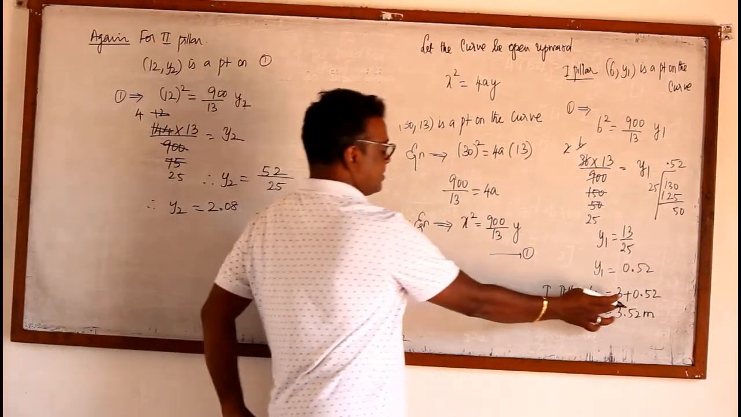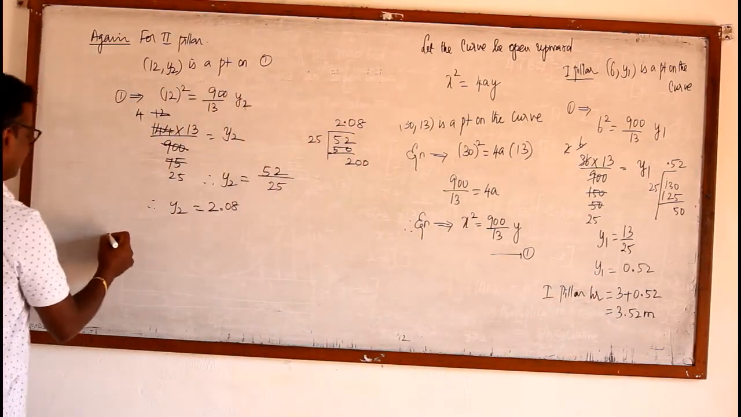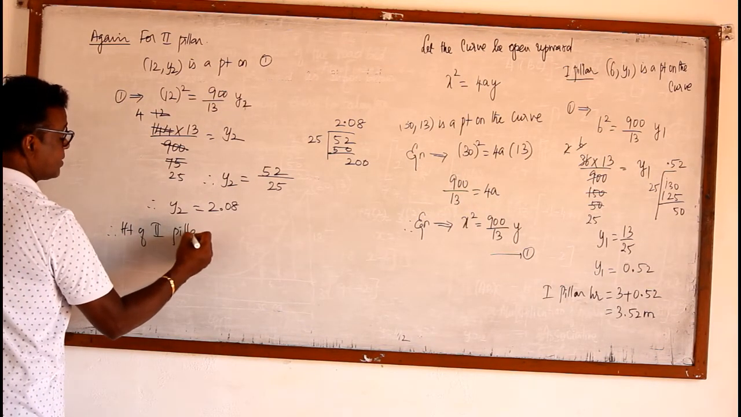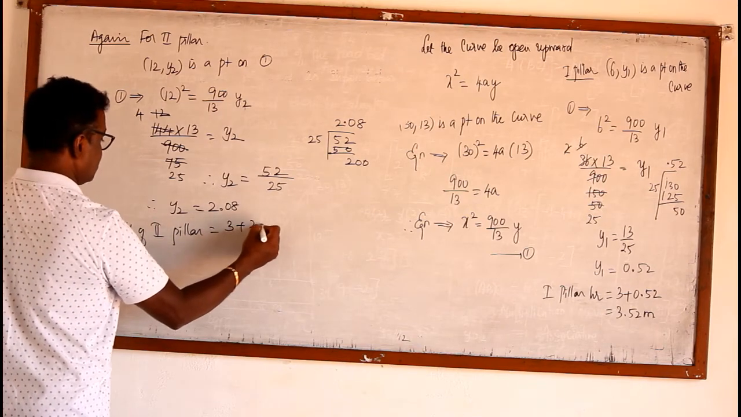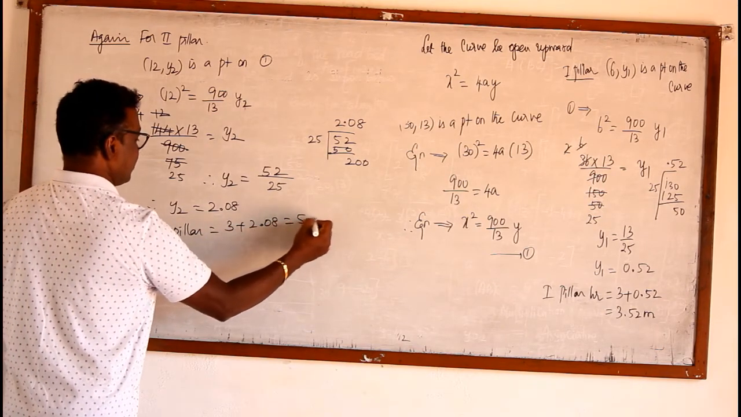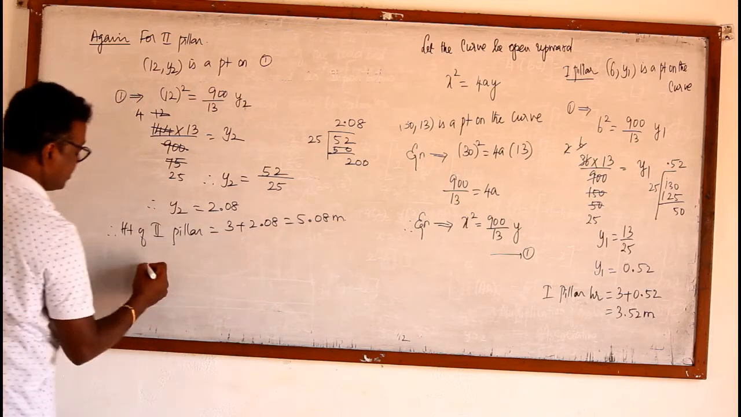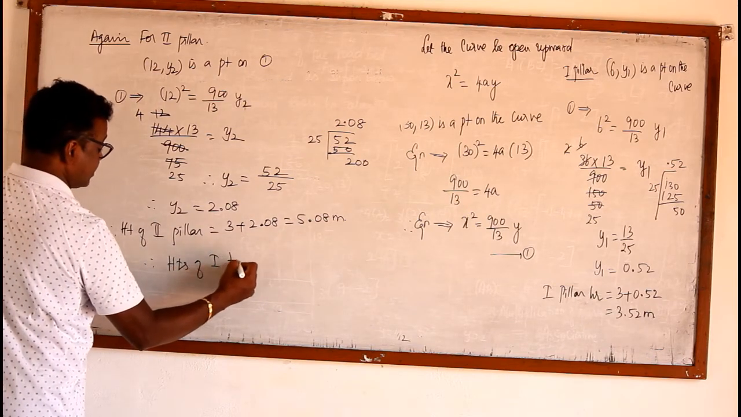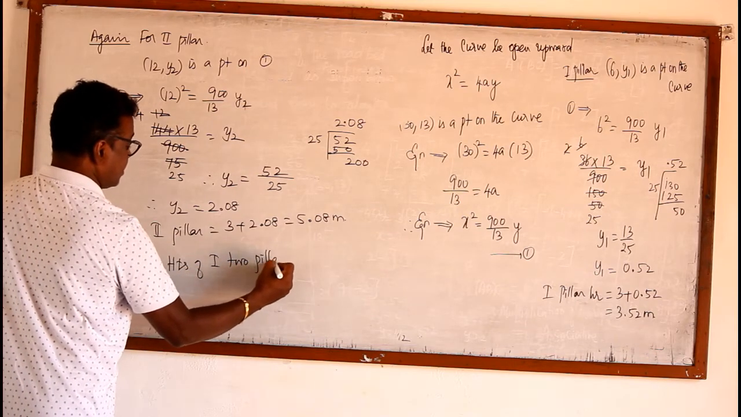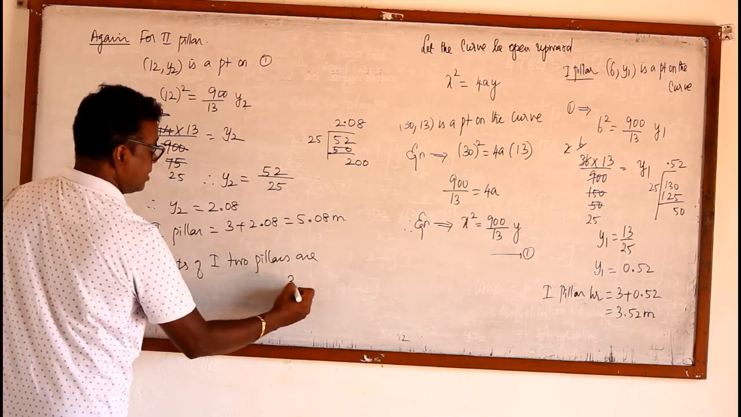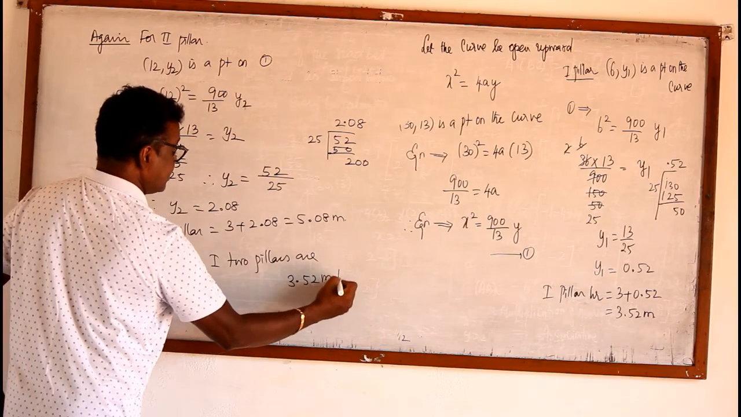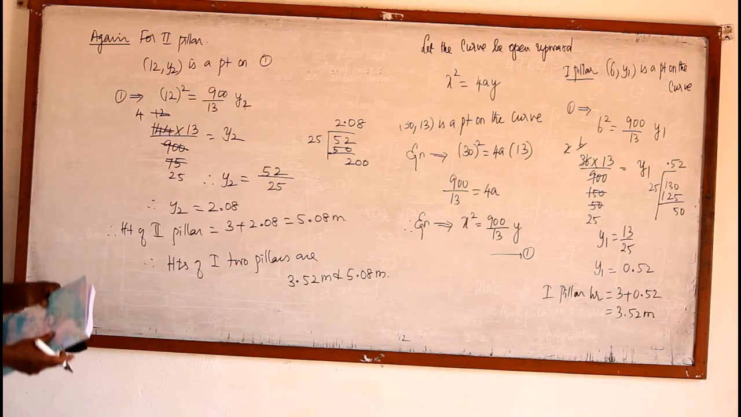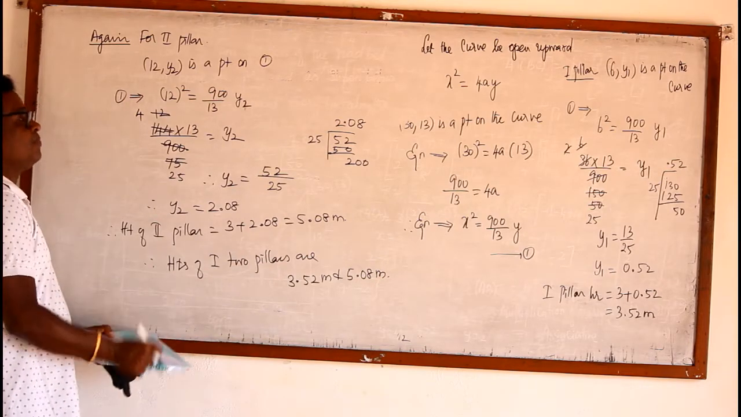Again, I have to add this 3 from the road level. Therefore, the height of the second pillar is 3 plus 2.08, which is 5.08 meter. Therefore, the heights of the first two pillars are 3.52 meter and 5.08 meter. So this is how we can easily do this problem.